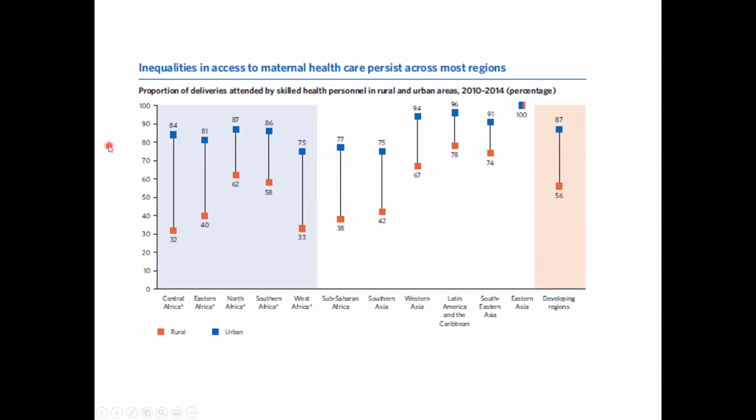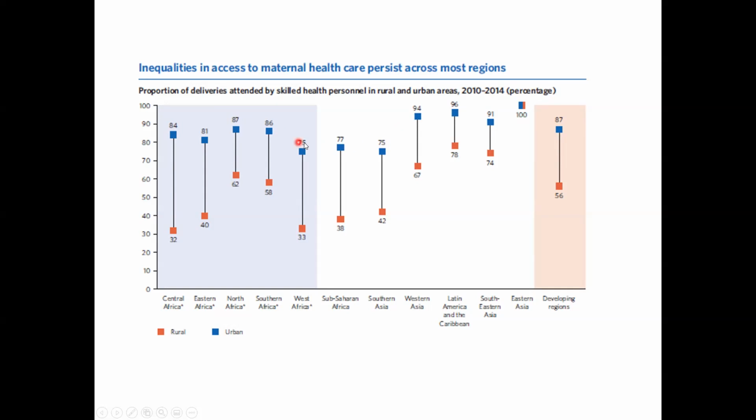Okay, so inequalities in access to maternal health persist across most regions. We see in almost all regions other than East Asia, where there's not really a problem because we've got 100% proportion of deliveries attended by skilled personnel, that a big part of the problem for having skilled health personnel attending a delivery is in rural regions. In most regions, the proportion is actually quite good for urban areas.